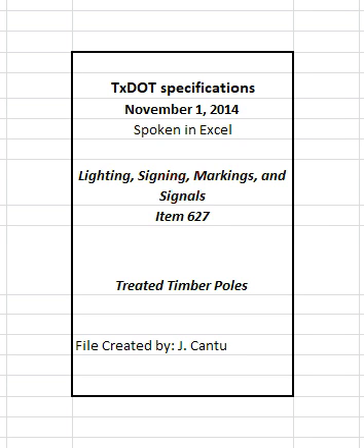Item 627. Treated timber poles. 1. Description. Furnish and install treated timber poles. 2. Materials. Use new treated southern pine timber poles in accordance with ANSI O5.1, specifications and dimensions for wood poles, and the additional requirements of this item.